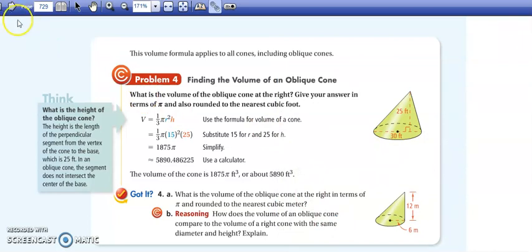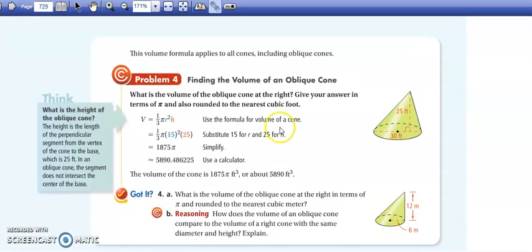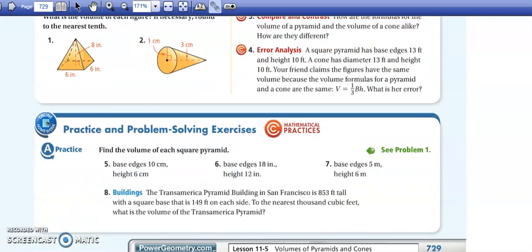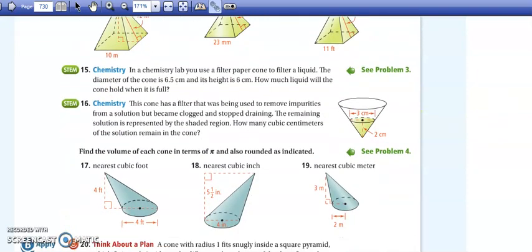Now, your classwork will be to solve exercise number 6, number 8, number 10, and 12, and 19.